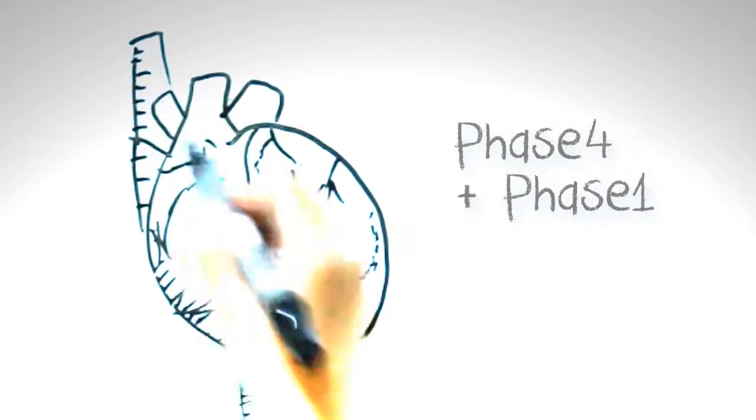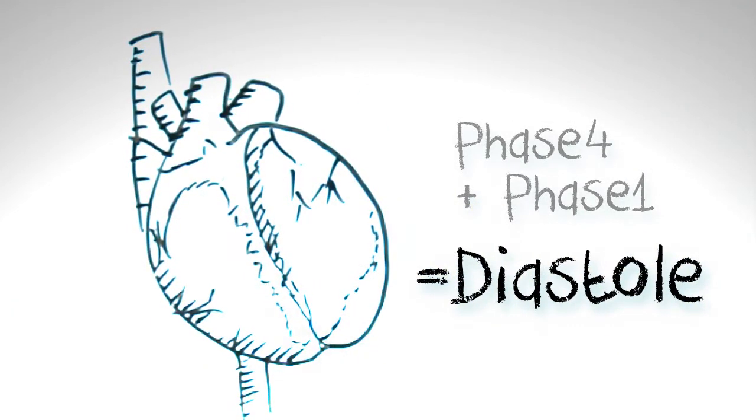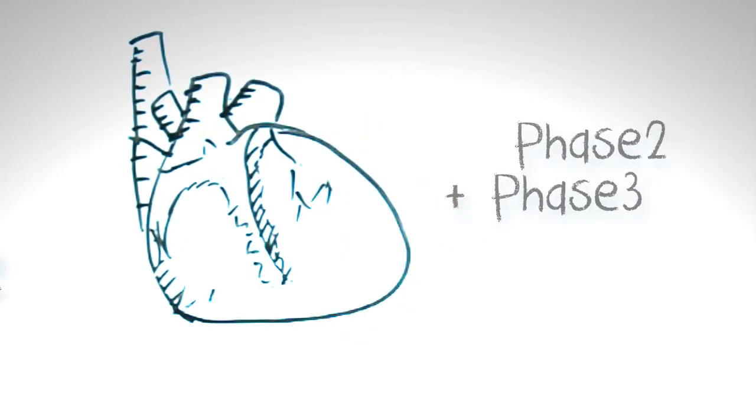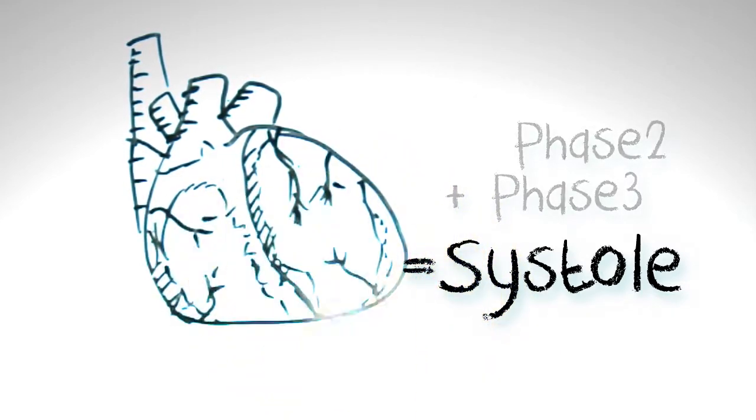Phase 4 and Phase 1 correspond to the period of ventricular relaxation, termed as diastole, while Phases 2 and 3 correspond to the period of ventricular contraction, termed as systole.